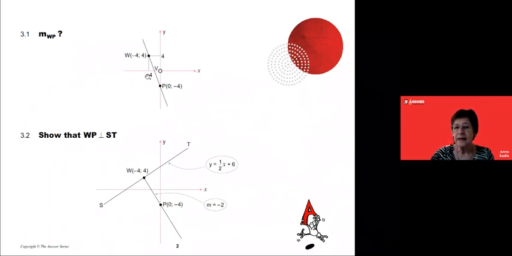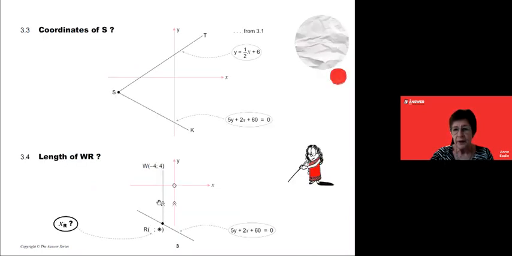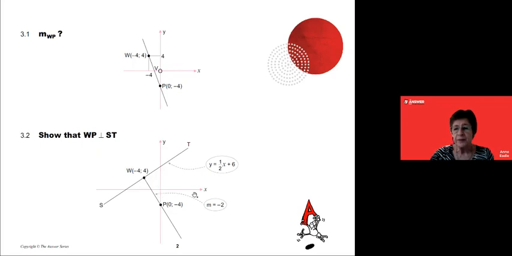And because the line is in that direction, the gradient is equal to -2. No formula required whatsoever. What do we need to do to show that 2 lines are perpendicular to each other? We need to show that the product of the gradients is -1.